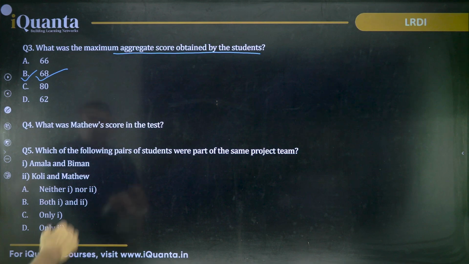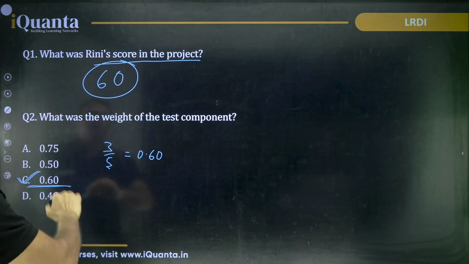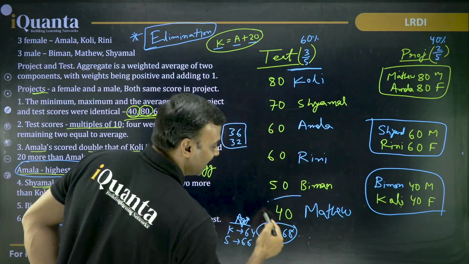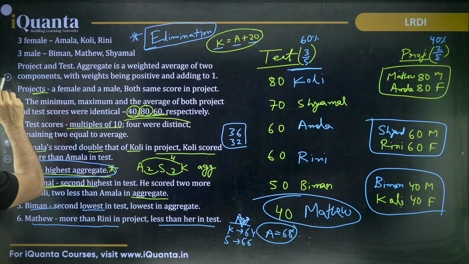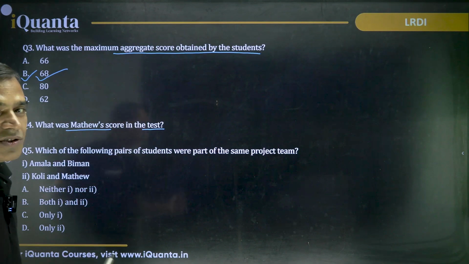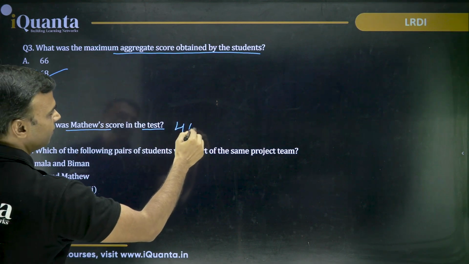Nice. What was Matthew's score in the test? Go back, check. Matthew's score in the test. Oh, that was the last one that we had decided, isn't it? 40. Fantastic. I feel so excited about these sets because they actually check your ability to think. This is one of those sets, 40.